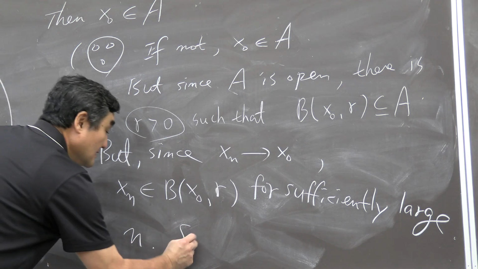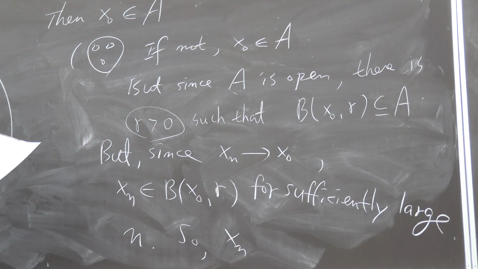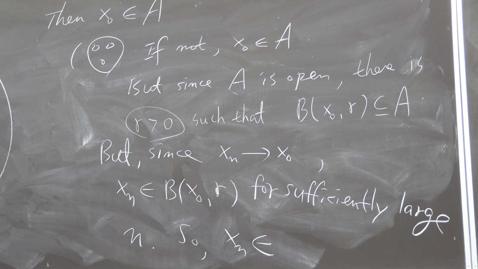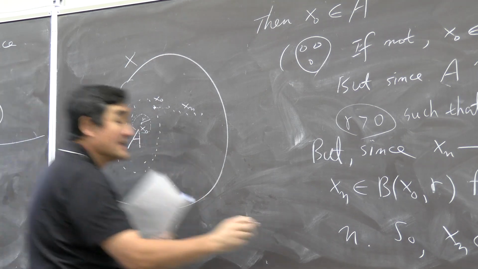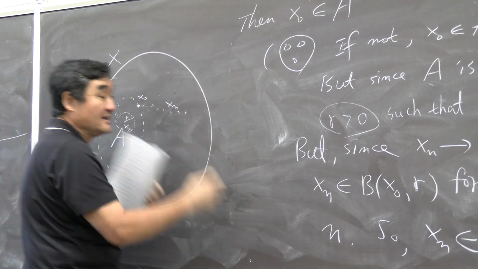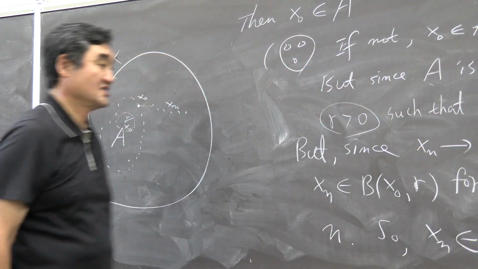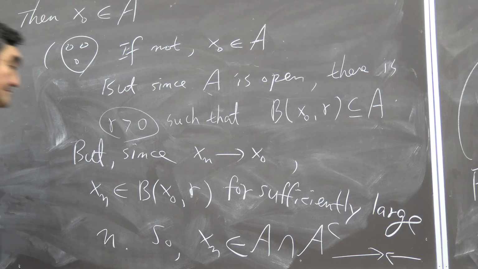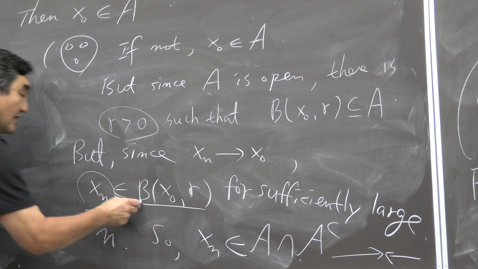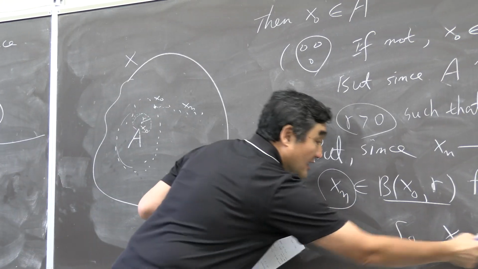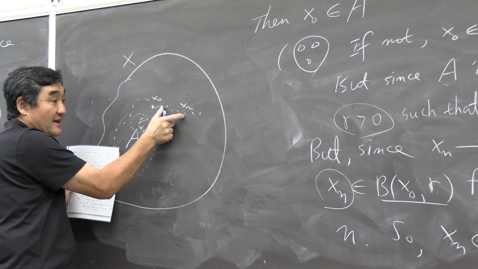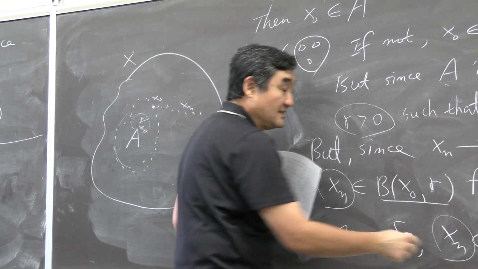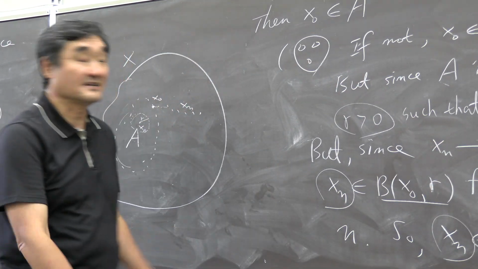So then what happens? The points x of n are in that open R neighborhood around x naught. So each sequential term x of n must be in A, and also in where? Originally in A complement. That's a contradiction, which has never happened. These sequential terms are sitting in A, but originally every sequential term x of n was in A complement. So those terms are in both A and A complement, which can never happen. So that's a contradiction.